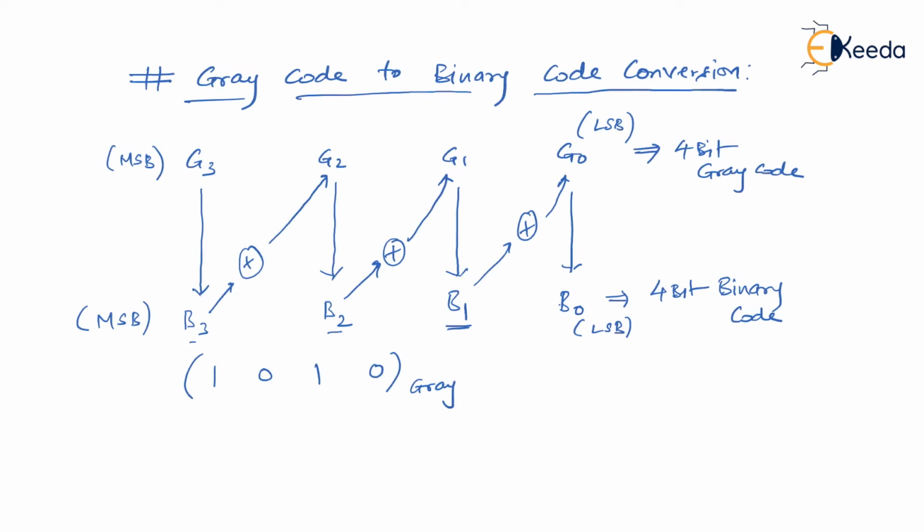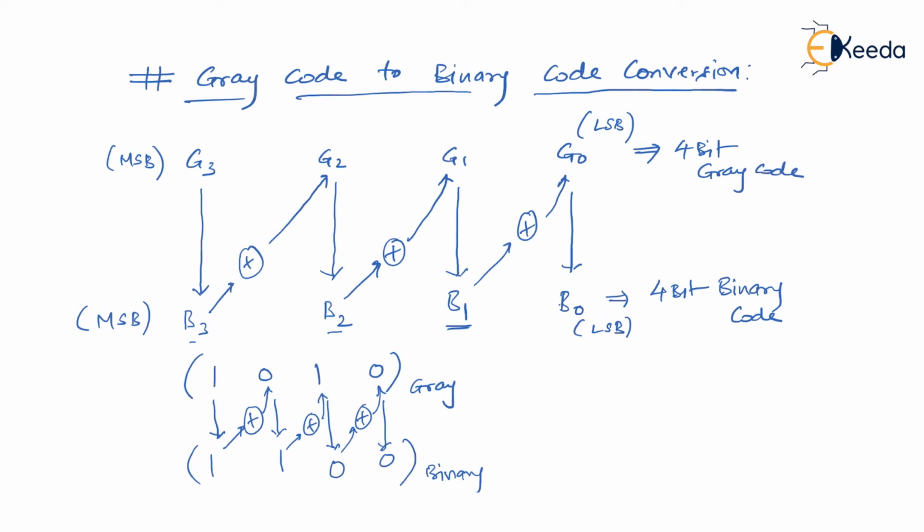By following the process, let us copy this MSB as it is. Then, to be very precise, not to add but to XOR. So 1 XOR with 0 is 1, then 1 XOR with 1 results in 0, and then 0 XORed with 0 results in what? 0. So the resultant is a 4-bit binary code.